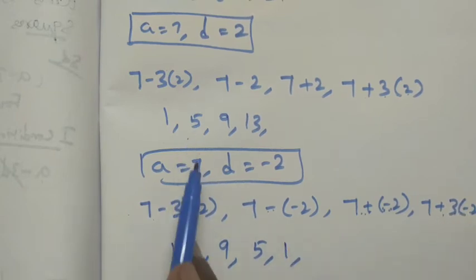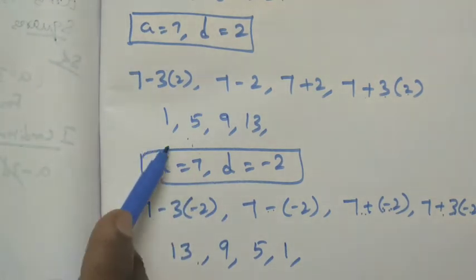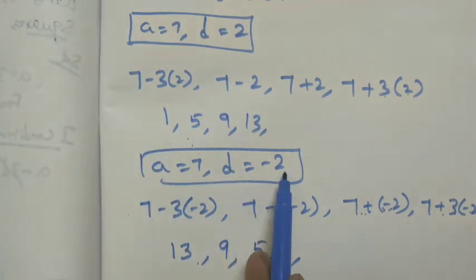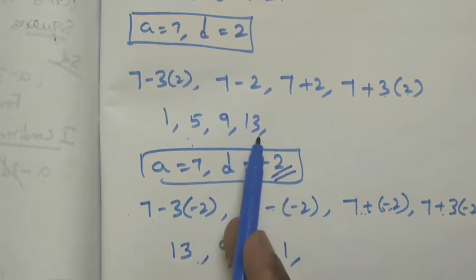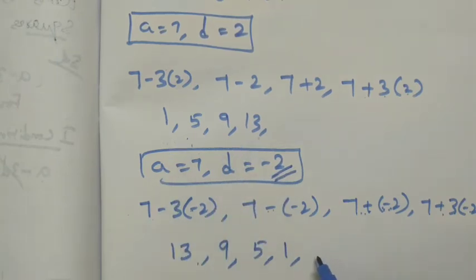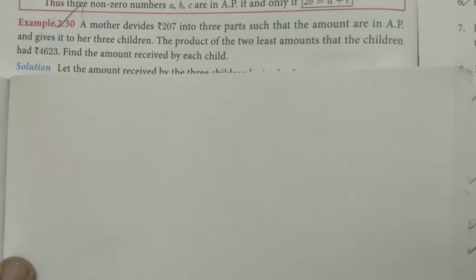So the value should be reversed. When you apply the plus value, we get one value, means when you give the negative value means just reverse what you have found before, that is the 4 consecutive terms of the AP. Thank you, students. Okay, next to see the example sum 2.30.